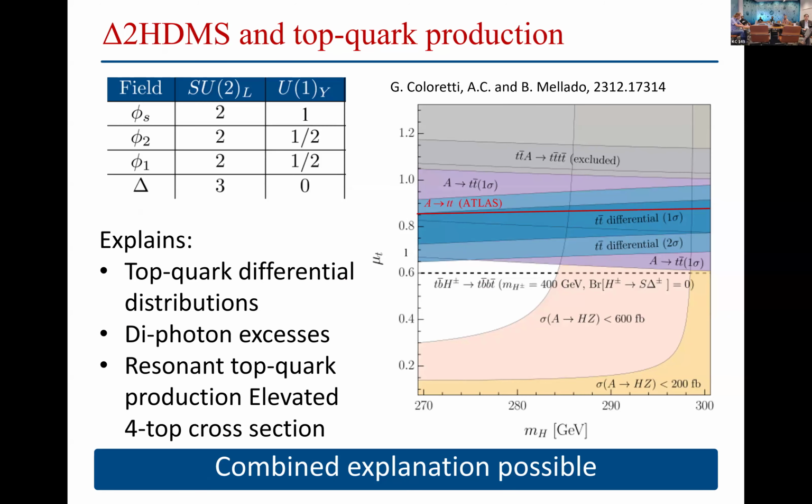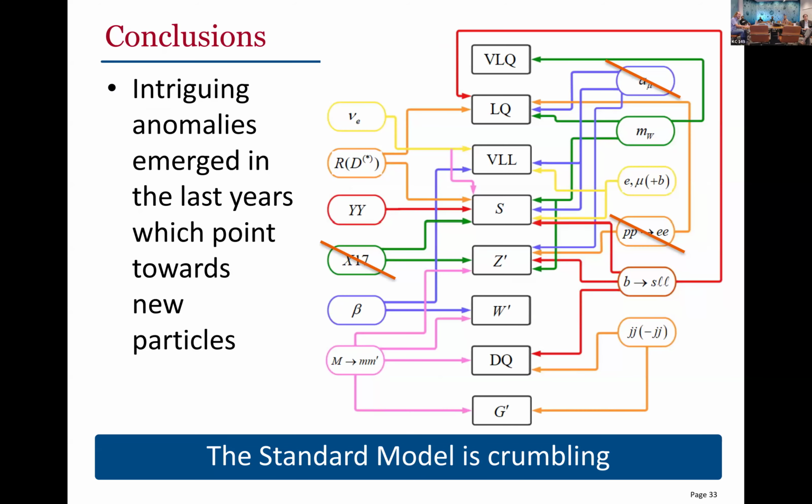Okay, so I don't think I should get into too much detail. This is just to show you we have a UV complete model, which gives rise to the signature. And then I think we can already get to the conclusion so that we still have time for questions.